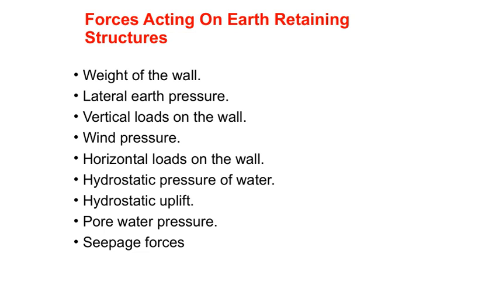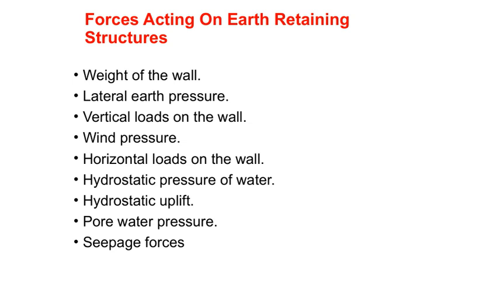First, we have the weight of the wall itself, which is a fundamental force that the structure must support. This weight provides stability, but it also creates a downward force that needs to be balanced by other forces. Next, there's lateral earth pressure. This is the force exerted by the soil against the wall, and it's often the primary challenge in designing retaining structures. The pressure varies depending on soil type, moisture content, and other factors, so understanding it is crucial.